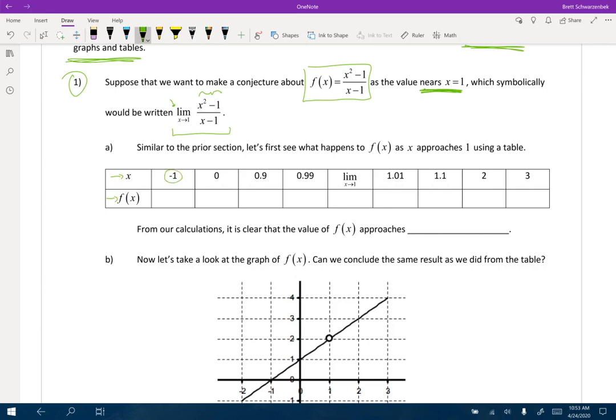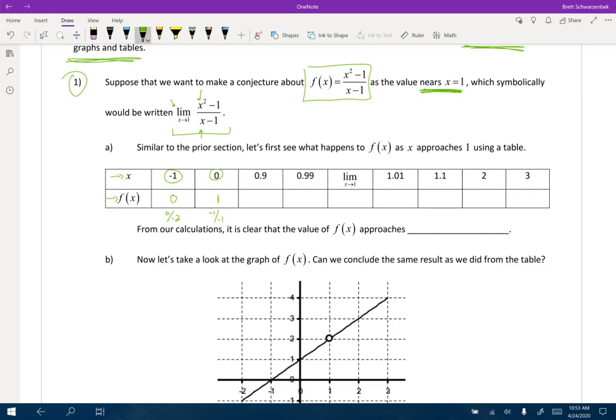If we look at negative 1 and we sub negative 1 into our function right here, we're going to put negative 1 here. Get negative 1 squared is 1, minus 1 is 0. If we put it in the denominator, negative 1 minus 1 is negative 2. So we get 0 over negative 2, which is going to give us just 0. What about the number 0? So let's put 0 in here. We get 0 minus 1, which is negative 1, over 0 minus 1, which is also negative 1. So negative 1 divided by itself is the number 1.